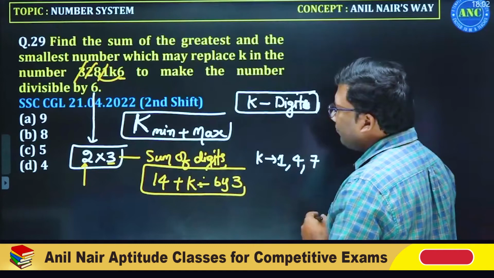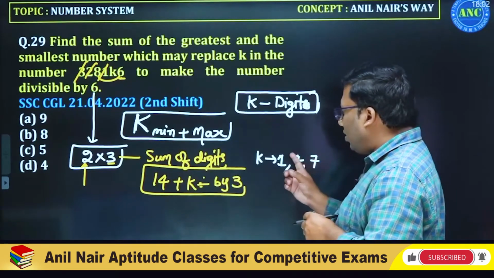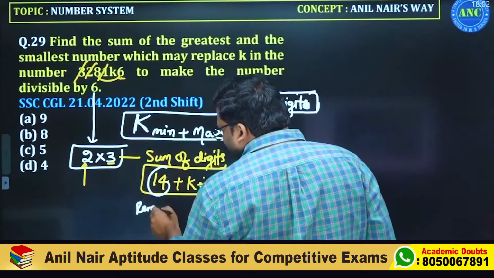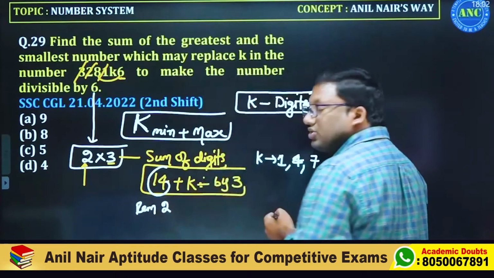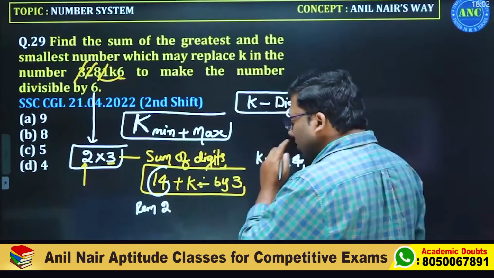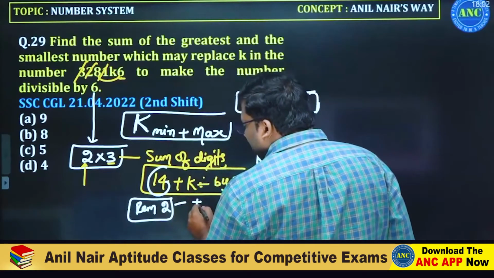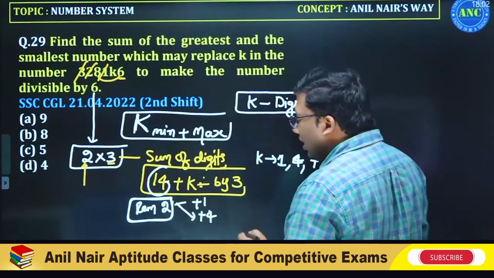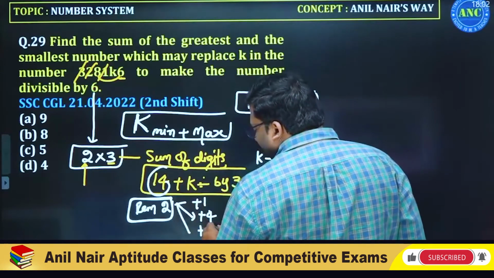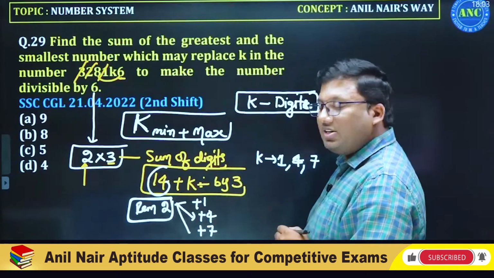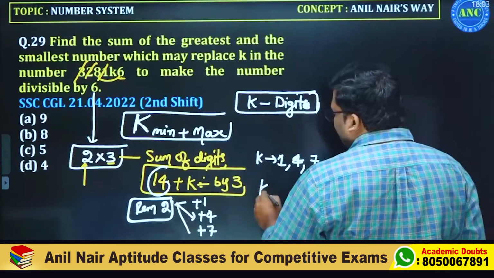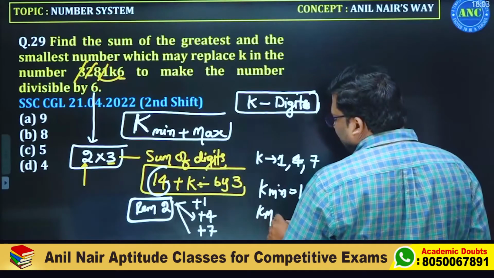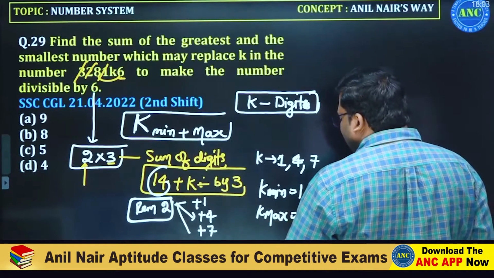Again, it can take 7. 14 plus 7 is 21. What I did is 3 fours are 12, and the remainder is 2. When divided by 3 the remainder is 2, so how much do I need to add to get a number divisible by 3? Either plus 1, 2 plus 1 is 3, or plus 4, because 2 plus 4 is 6, or plus 7. K can take only digits from 0 to 9, so K's minimum value is 1 and its maximum value is 7.